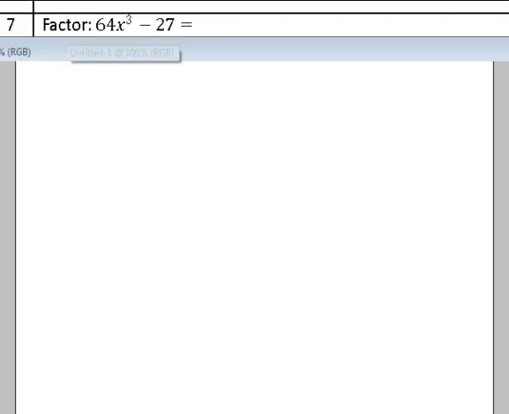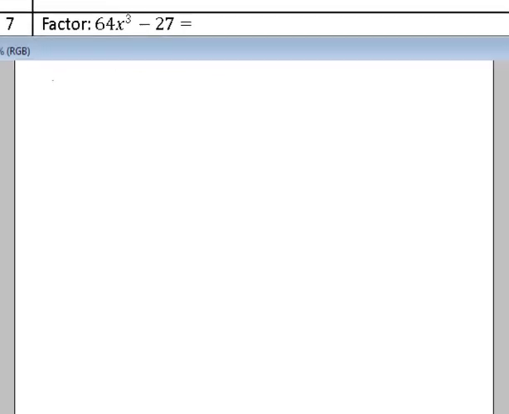In question 7, 64 is a perfect cube, and so is x cubed, and so is 27. So we have a difference of 2 cubes. Remember the difference of 2 cubes formula, a cubed minus b cubed is equal to a minus b, a squared plus ab plus b squared.